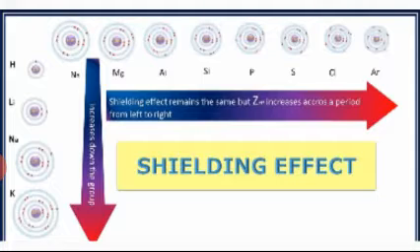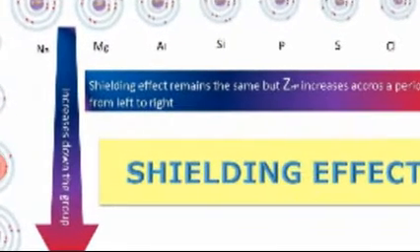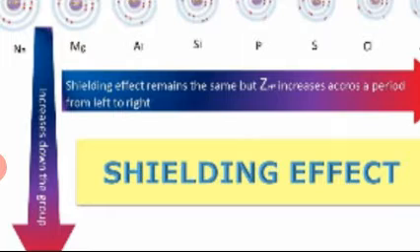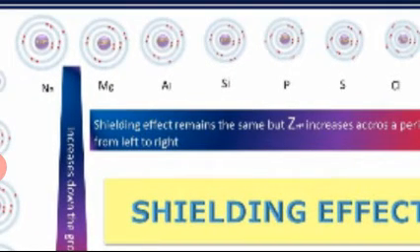But along the period, shells remain the same, but as the number of electrons is added, the size gradually decreases and the shielding effect remains fixed. Shielding effect is the same, but Z increases. Z means atomic number increases. Atomic number means the number of electrons is increased.